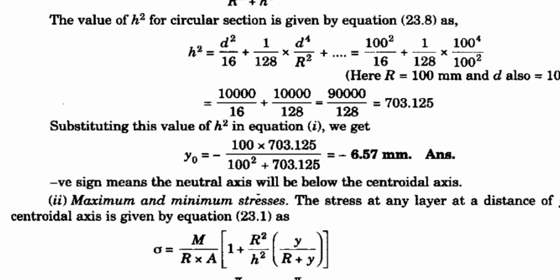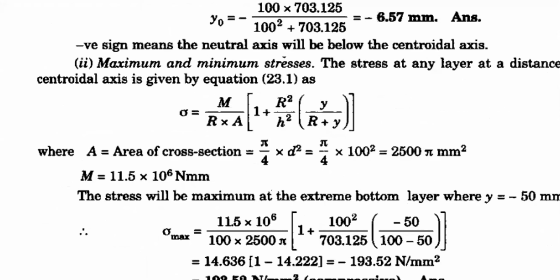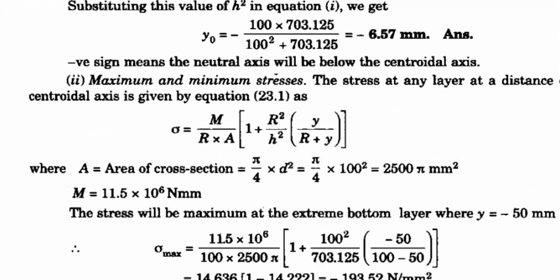Okay, fine, very good. Now directly you have to go for the maximum stress and the minimum stress. Same formula. Try to write down the formula. Sigma value equals M by r into A of 1 plus r square by square of y by r plus y. This is the formula you already observed in your previous problem also, and it is also available in your derivation. Now please substitute in the given formula.